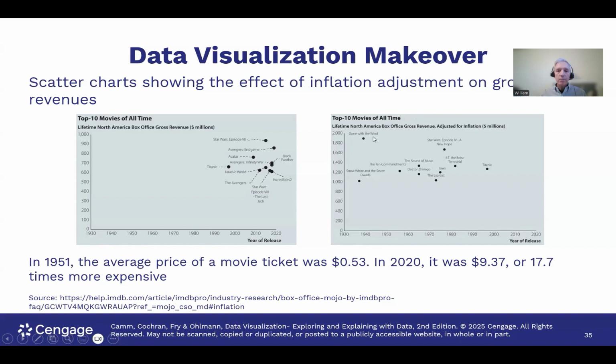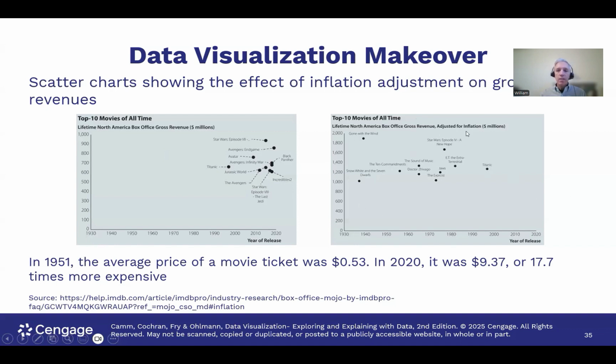The highest grossing film of all time in inflation adjusted dollars is Gone with the Wind. And the next highest is Star Wars, not 7, but Star Wars 4. And so the point is that the graph on the left is misleading because it's not adjusting the dollars for inflation. This is much more meaningful because I have adjusted the dollars for inflation.